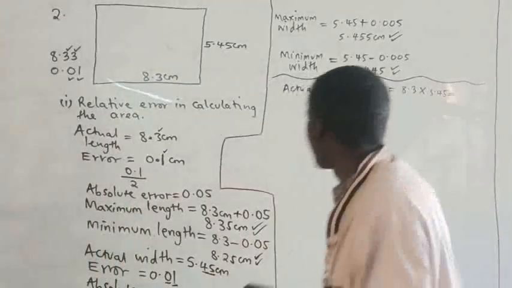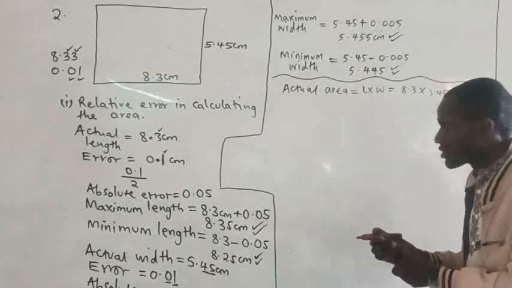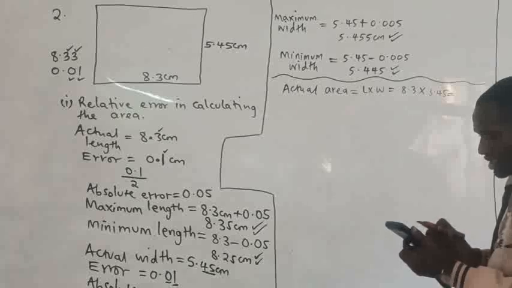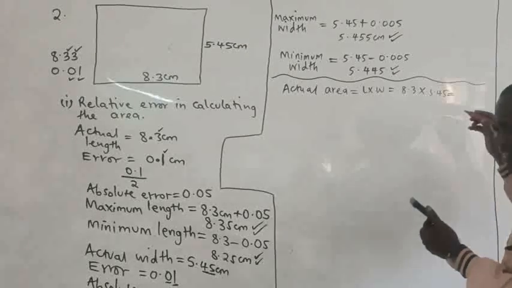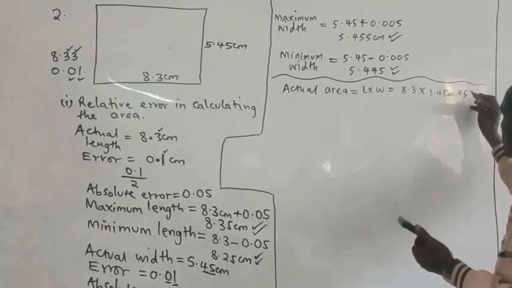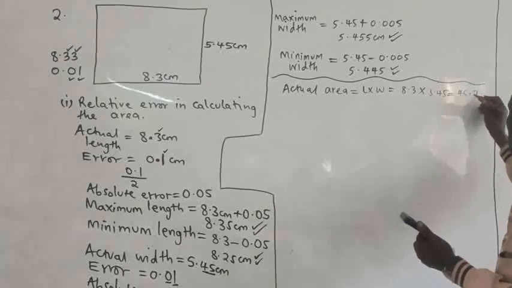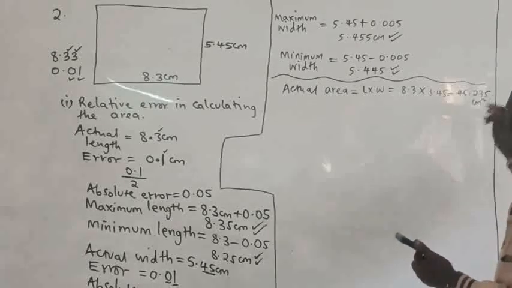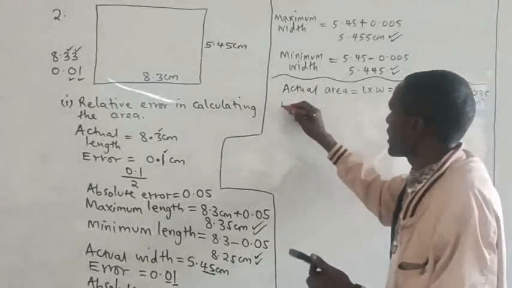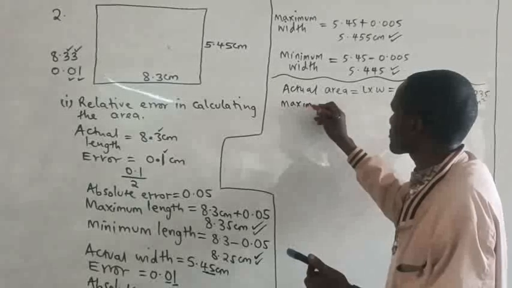Calculator. We're going to have 8.3 times 5.45. That gives us 45.235. That should be centimeters squared. That's the actual area.